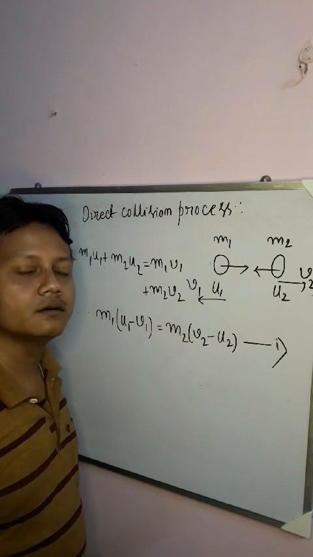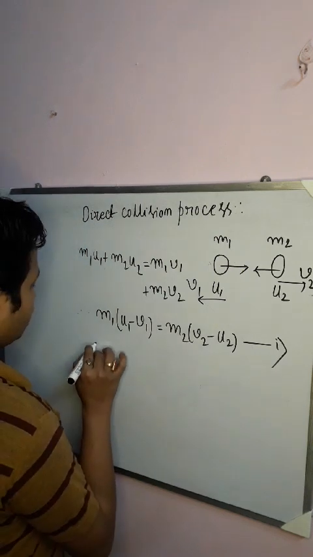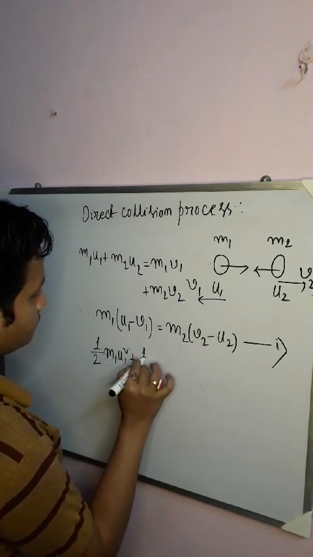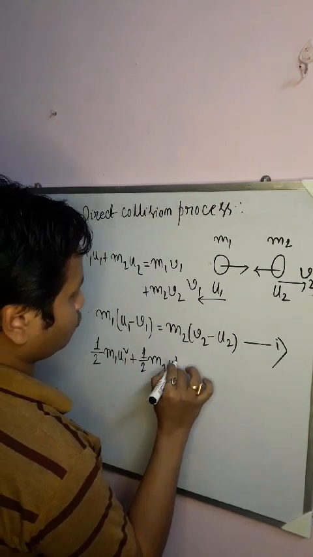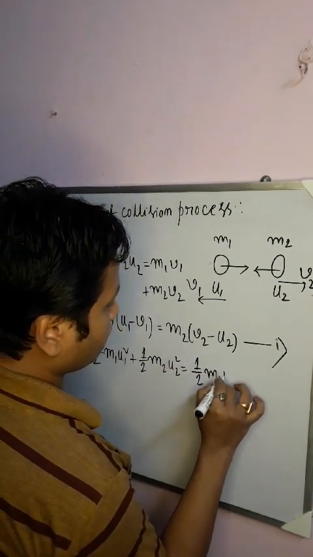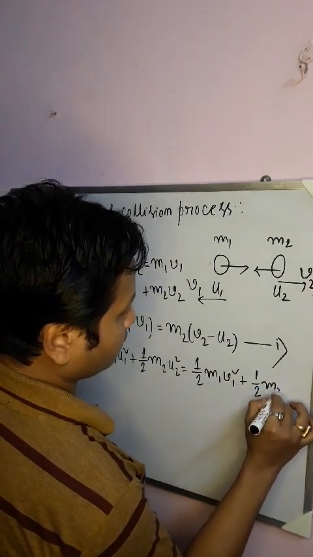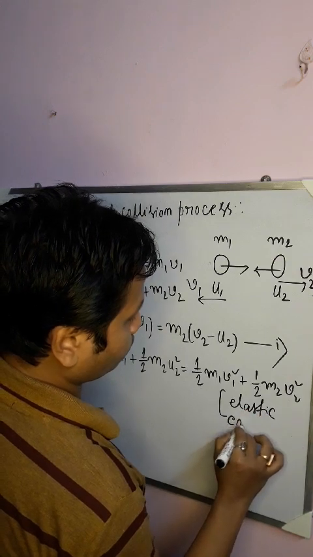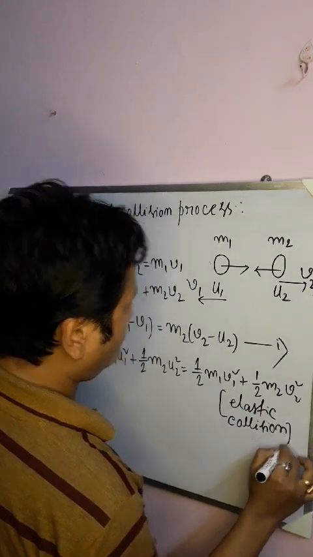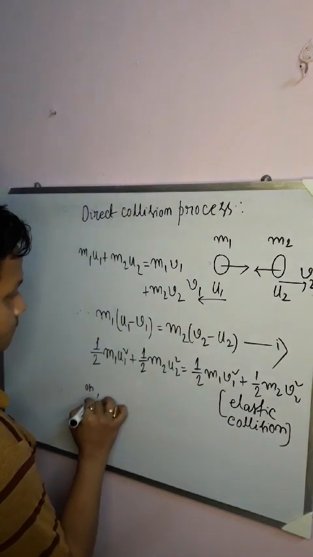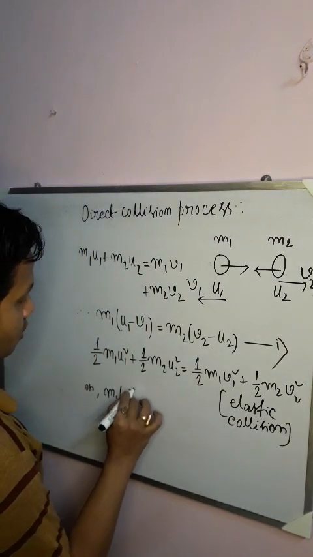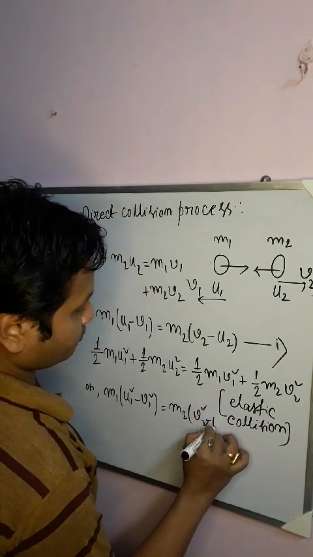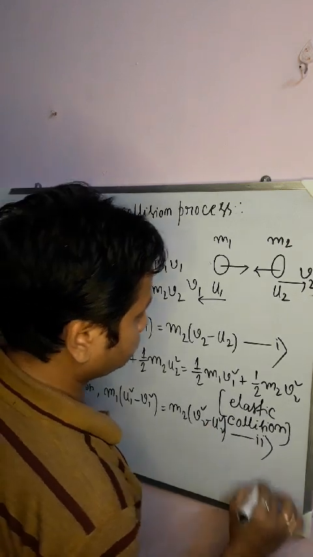Now if we take a perfectly elastic collision, the energy conservation also holds good. That is, half m1 u1 square plus half m2 u2 square equals half m1 v1 square plus half m2 v2 square for elastic collision. So the half cancels all, and we can write m1 into u1 square minus v1 square equals m2 into v2 square minus u2 square. This we name equation 2.